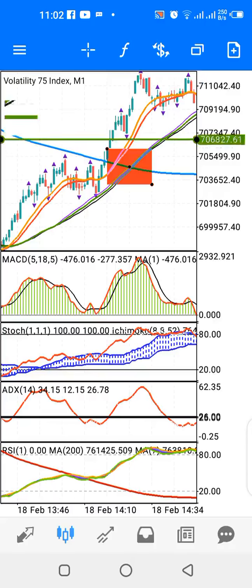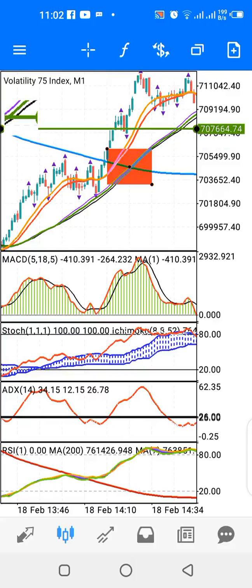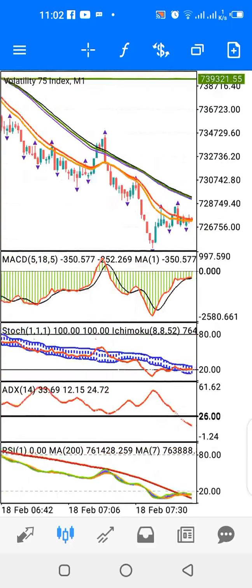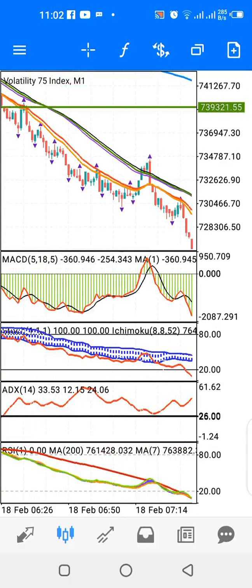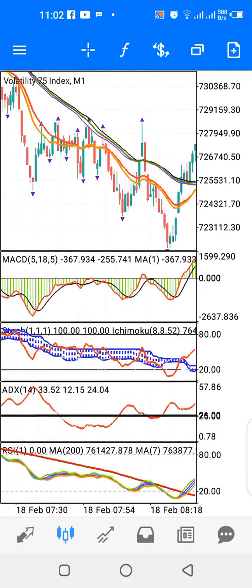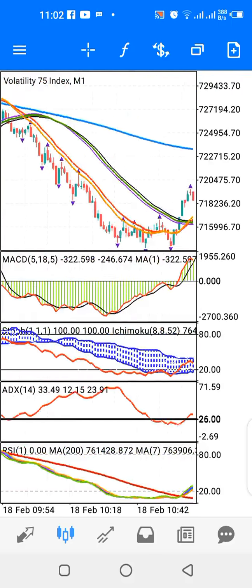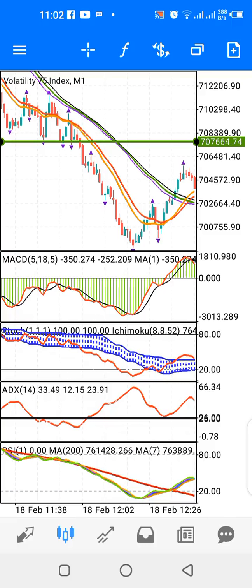Let's see, we enter this for this trend change around here. 707,766 from 739,321. Okay, up to 70. That's like 30,000 points. Okay, plus or minus 30,000 points.